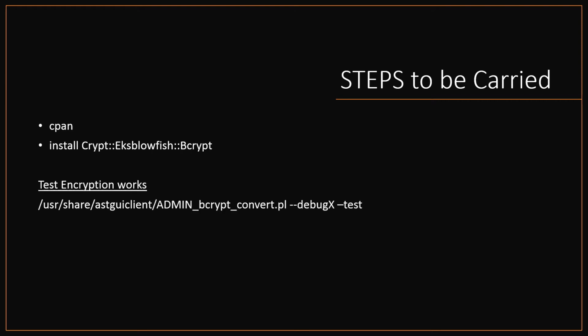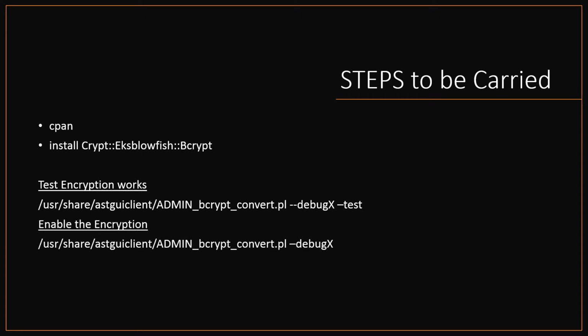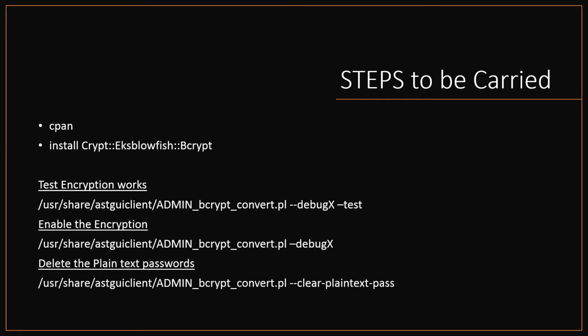Steps to be carried to enable encryption. First, install the bcrypt Perl module by running the below command in cpan. Next, run the below command to make sure encryption works in your system. If no errors, then proceed to next step. Next, run the below command to activate the encryption. Next, run the below command to delete the plain text, which is already configured in the server. Let me demonstrate these steps in my server.